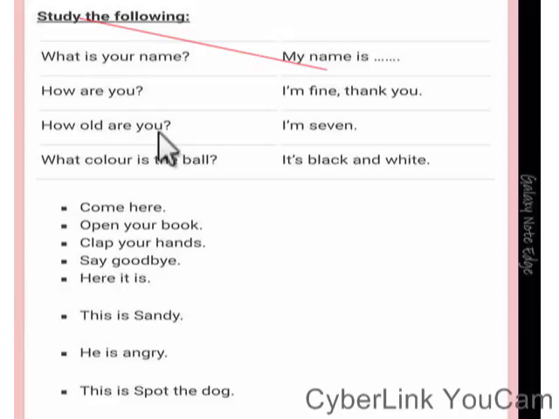Question number 3. If I want to ask someone about his or her age, the question will be, how old are you? I can say I'm 7, I'm 10, I'm 32, and so on.